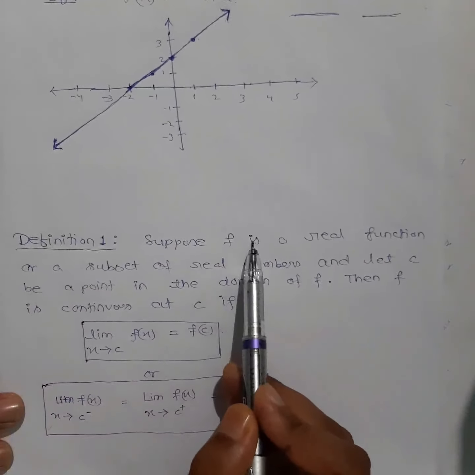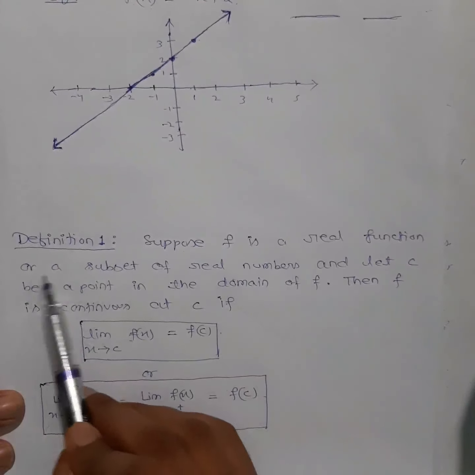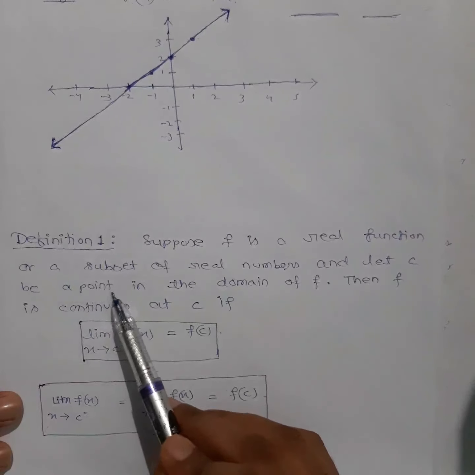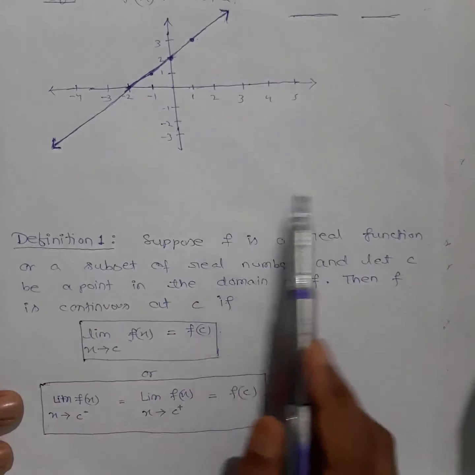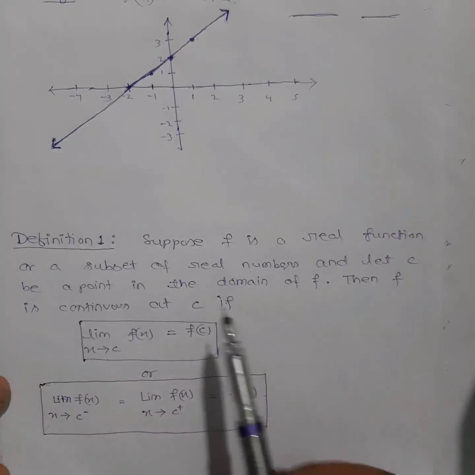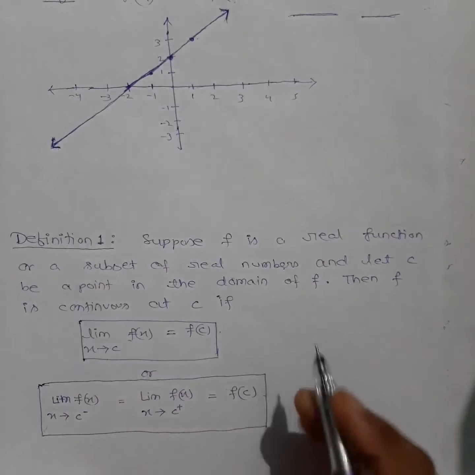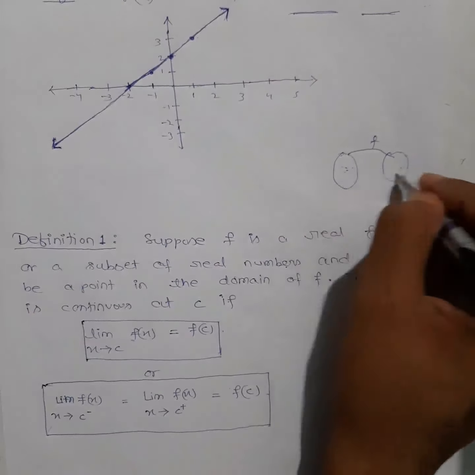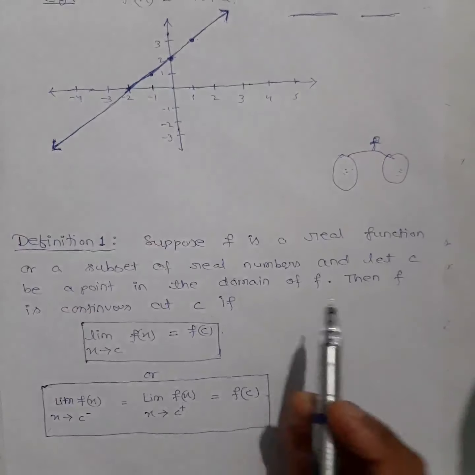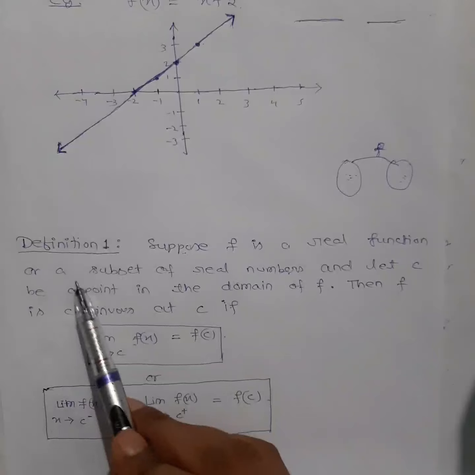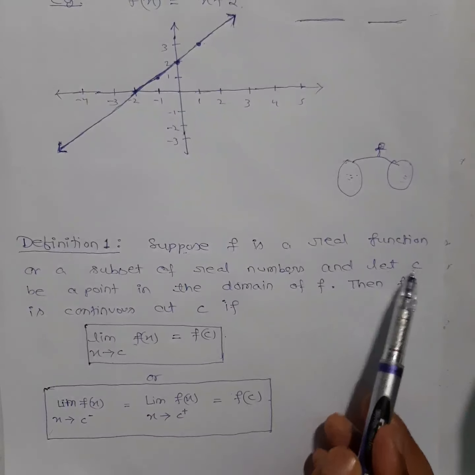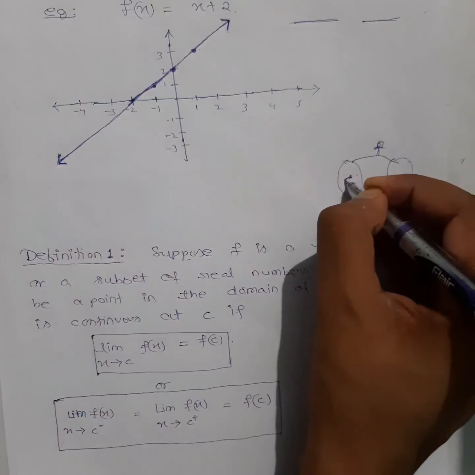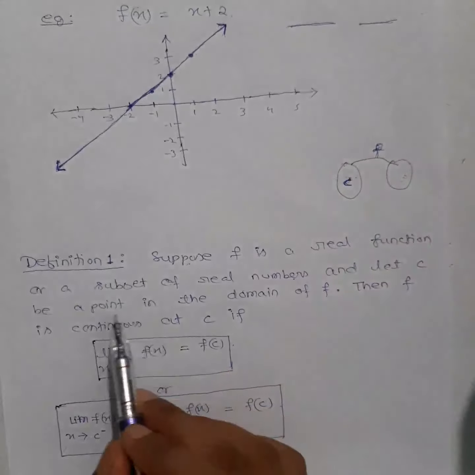Suppose f is a real function on a subset of real numbers, and let c be a point. Real function, what do we mean? Domain and codomain, both we take as real numbers, right? We deal with real numbers, that's it. The mapping in which we deal with only real numbers is said to be a real function. Suppose f is a real function on a subset of real numbers, and let c be a point in the domain of f.